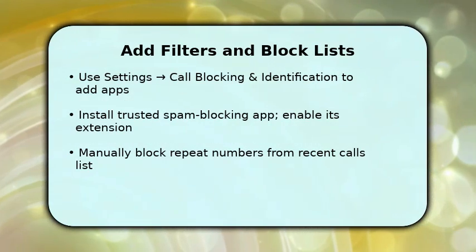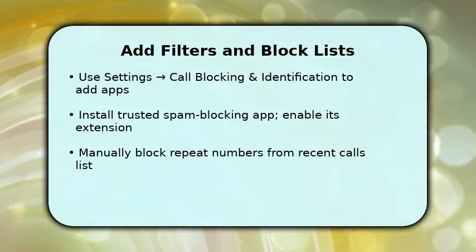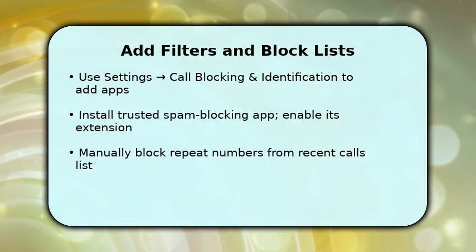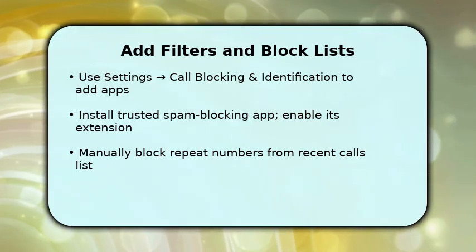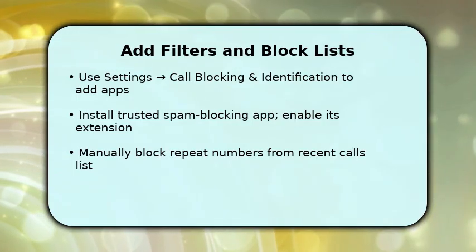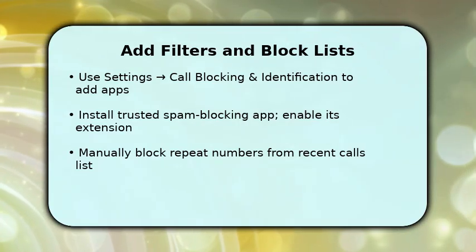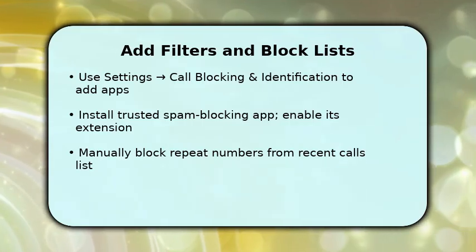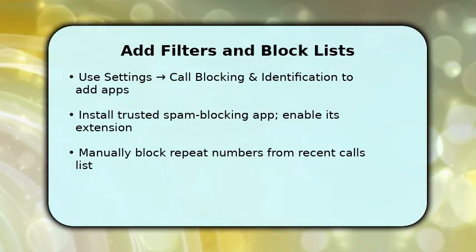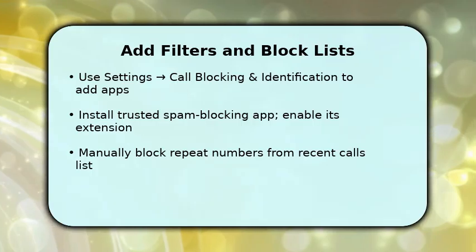Once done with basic silence, add active filters. Go to Call Blocking and Identification and enable any trusted spam apps you've installed. You should pick an app with a large database and a reputation for low false positives. Open the app, allow permissions, and enable its extension in settings so it can identify or block calls.